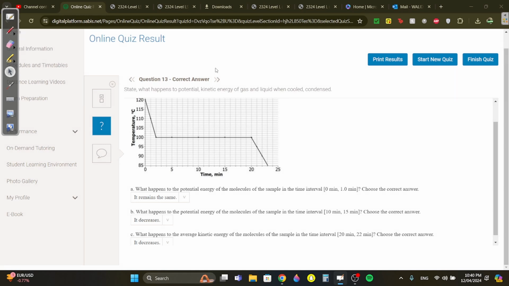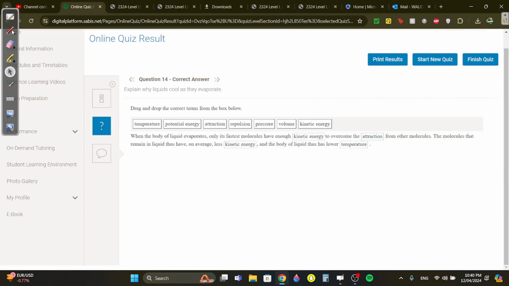Question 14. When the body of a liquid evaporates, only its fastest molecules have enough kinetic energy to overcome the attraction. The molecules that remain have less kinetic energy, so it has a lower temperature.